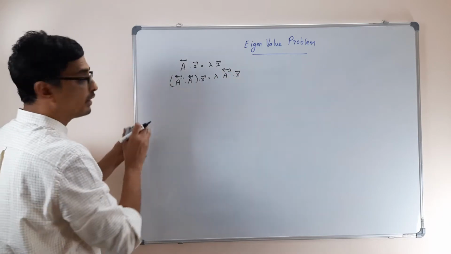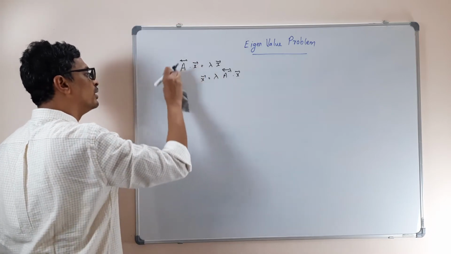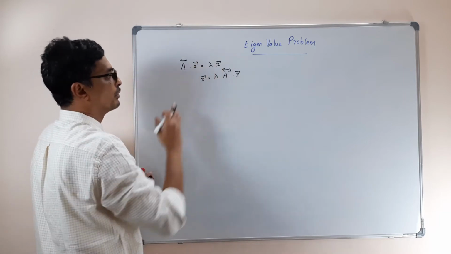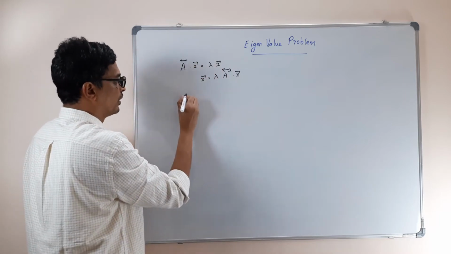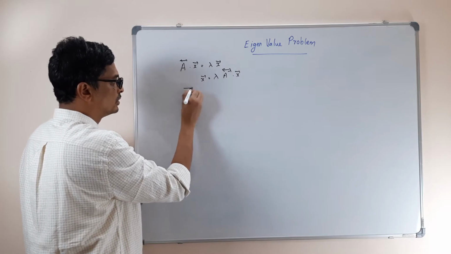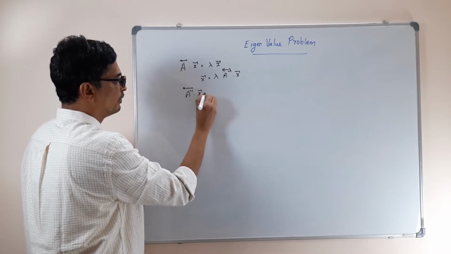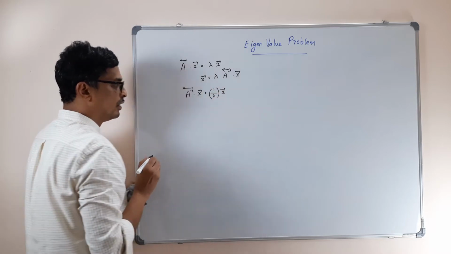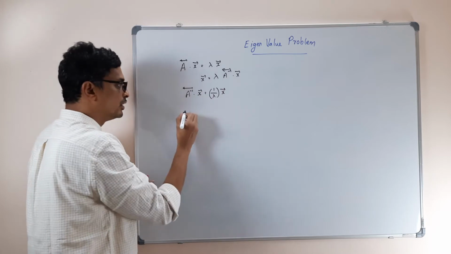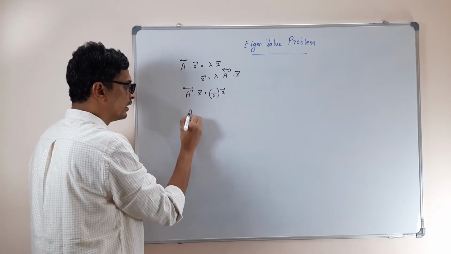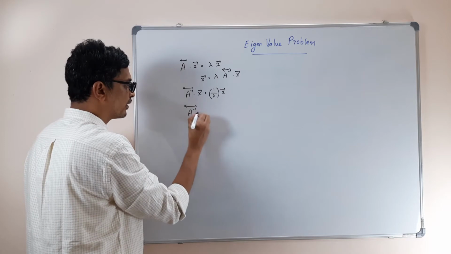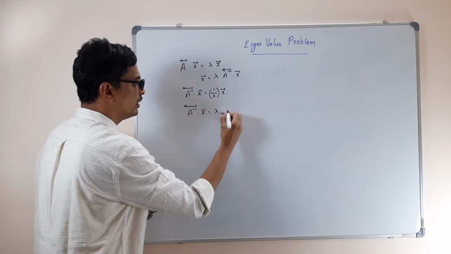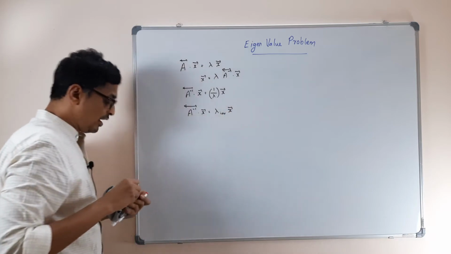Now this is the identity matrix. So therefore this will be x = λ A inverse·x. I can rearrange this as A inverse·x = (1/λ)x. Or if I call this 1/λ as λ inverse, then I can write it as A inverse·x = λ_inv·x, for the x vector.